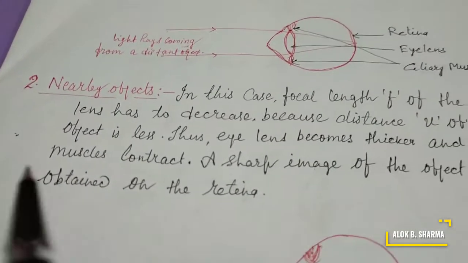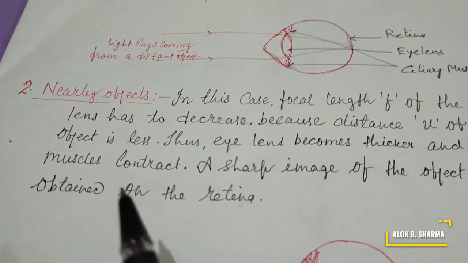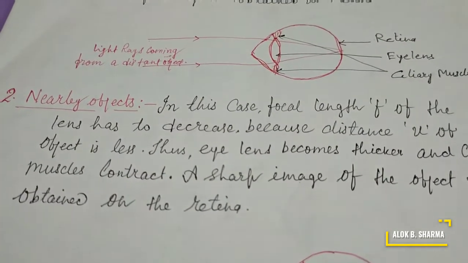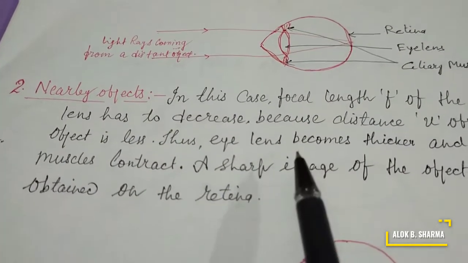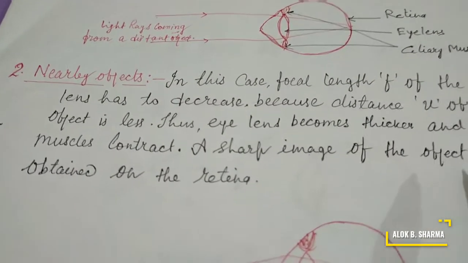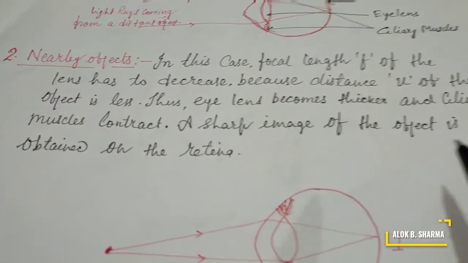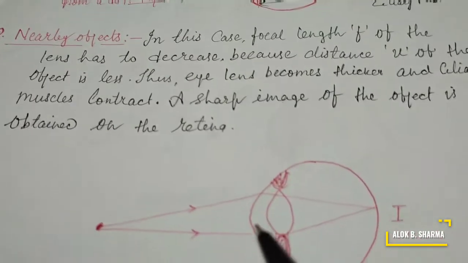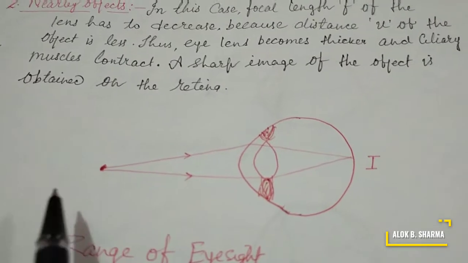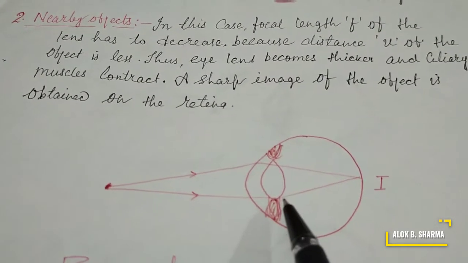Second case, nearby objects. In this case, the focal length f of the lens has to decrease. Means we have to see a nearby object, so we need less focal length. The distance u of the object is less, so the eye lens becomes thicker and ciliary muscles contract. A sharp image of the object is obtained on the retina. You see in the picture, this is the nearby object, and the lens becomes thicker and focal length decreases.